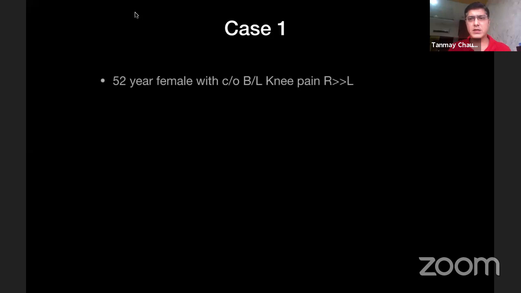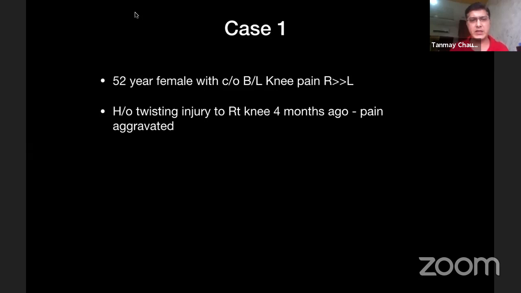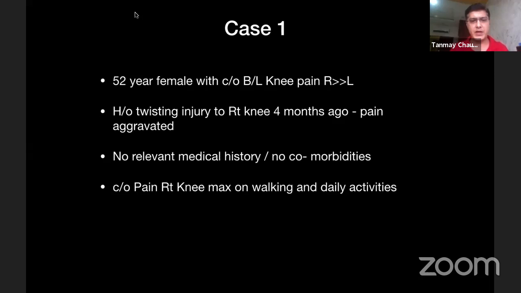I hope you all can see the screen. It's a female with complaints of bilateral knee pain, more on the right side. She had pain for almost a year, but then she had a twisting injury 4 months back, because of which the pain aggravated too much for her to bear. No relevant medical history, no comorbidities. She had pain maximum on walking and on bending the knee, as well as on her daily activities, which was limiting her daily activities. There was no locking.